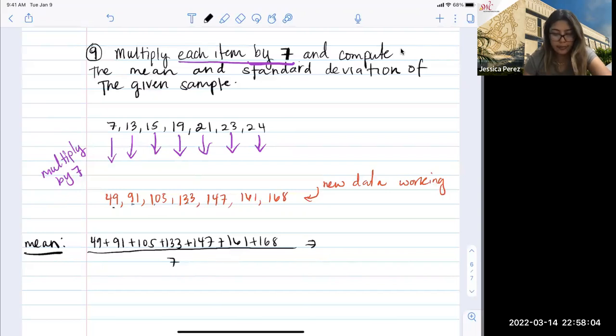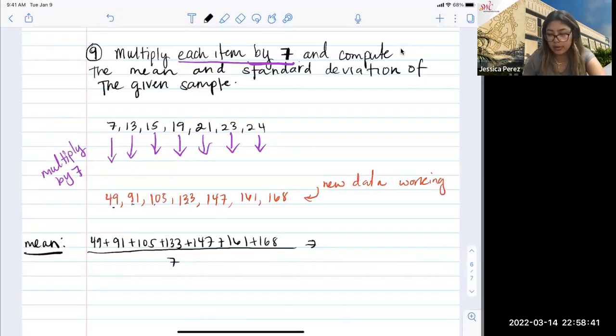So then I have, let me go ahead and do that again on your calculator. It is very essential to do 49 plus 91. Make sure you type it in correctly on your screen. You double check because there could be a margin of error here. So make sure you double or triple check. 49 plus 91 plus 105 plus 133 plus 147 plus 161 plus 168.